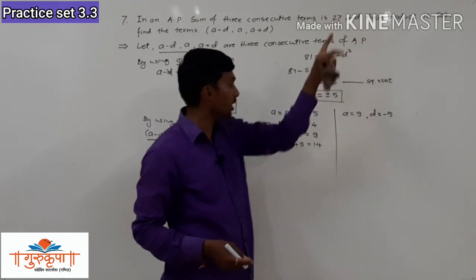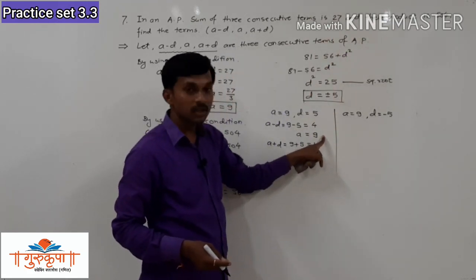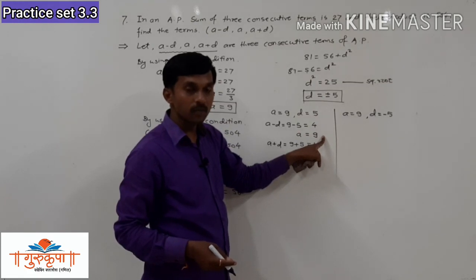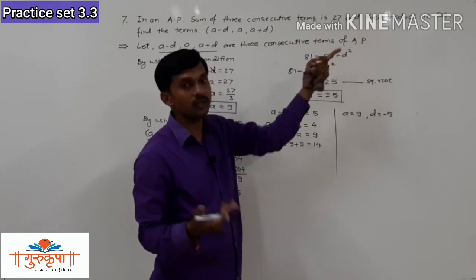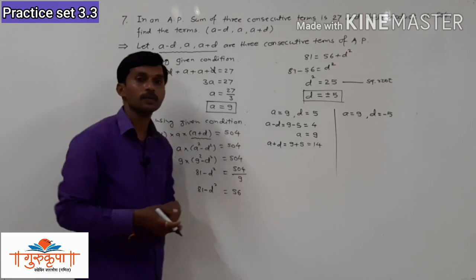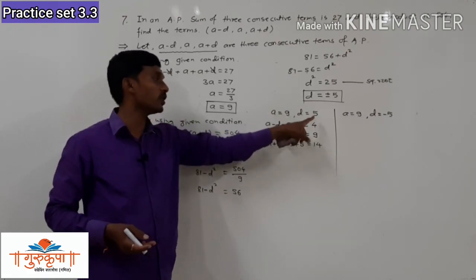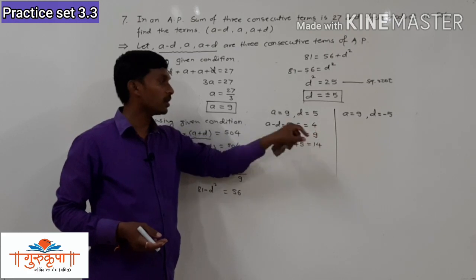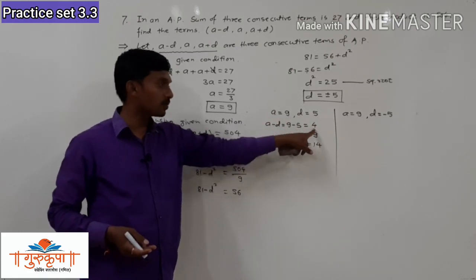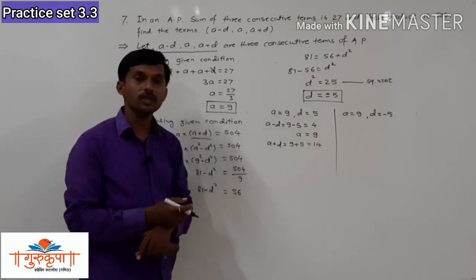14 sixes are 84, 4 as it is, 8 carried. Then 14 threes are 42 plus 8, that is 50. So it is 504. So both the conditions are satisfied by these three numbers: first term 4, second term 9 and third term 14.